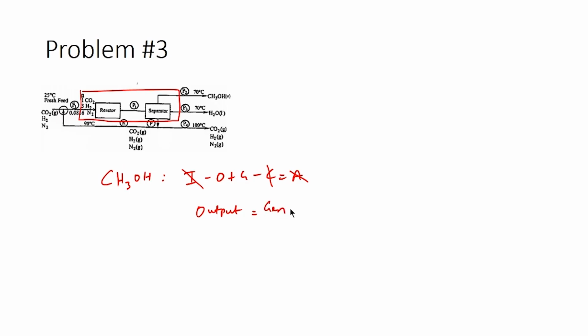So, looking at the stoichiometry, generation of methanol would be equal to the consumption of carbon dioxide. So, generation of methanol is equal to consumption of carbon dioxide. This implies P2 is actually equal to 0.57 kilomoles.